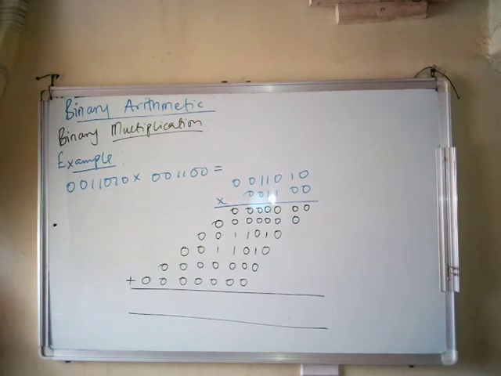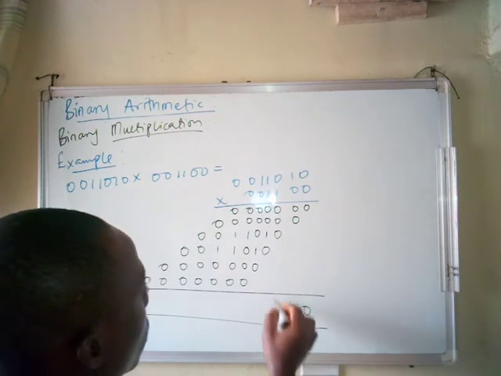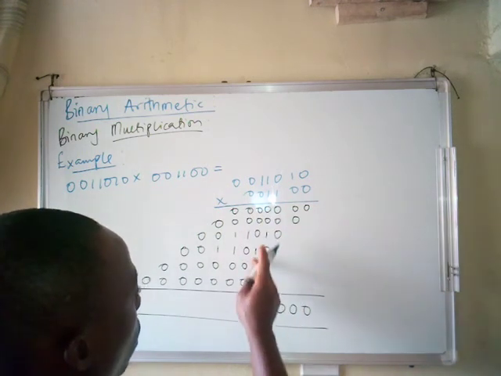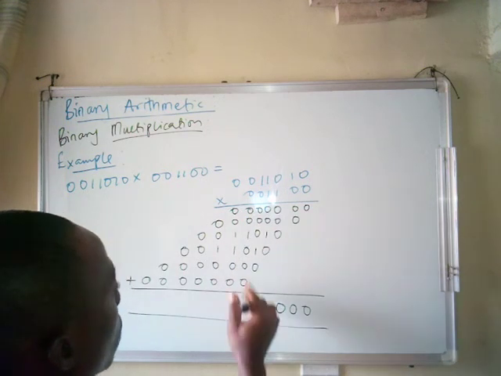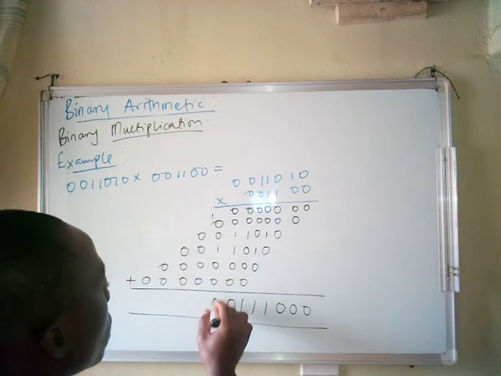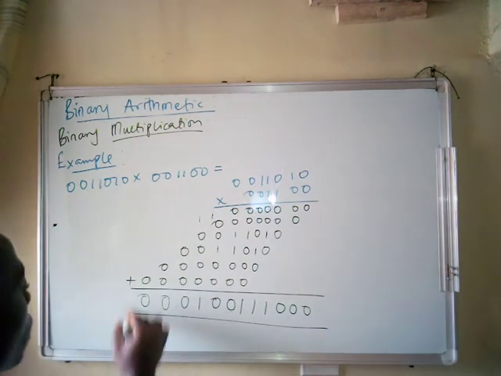Okay, so let's add. So this comes down to 0. This is 0 0. 1 plus 0 is 1. This comes down to 1. This comes down to 1. 1 plus 1 is 10, so 0 carry 1. 10, 0 carry 1. So you have 1 0 0 and 0.